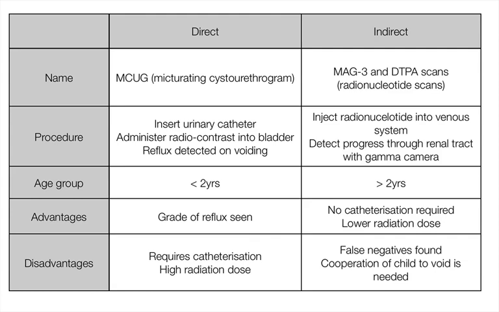So indirect cystourethograms, such as MAG3 or DTPA scans, are radionucleotide scans. They inject radionucleotide into the venous system and detect the progress through the renal tract using a gamma camera. They're for slightly older children, over 2 years old, and they're better in some ways because no catheterization is required and there's a lower radiation dose. However, they do cause false negatives, and you do need a child that can cooperate as they need to void on demand.